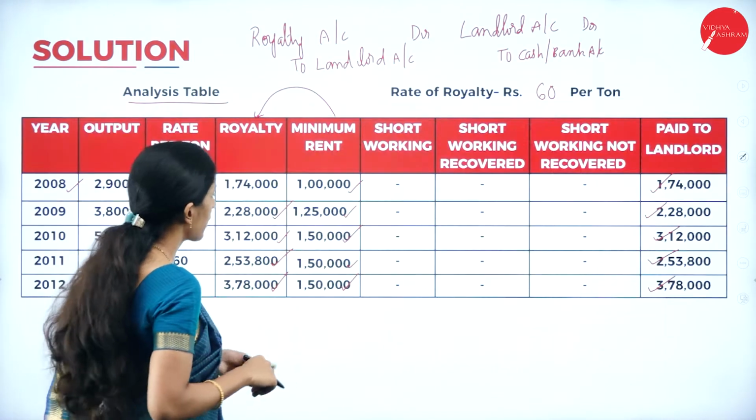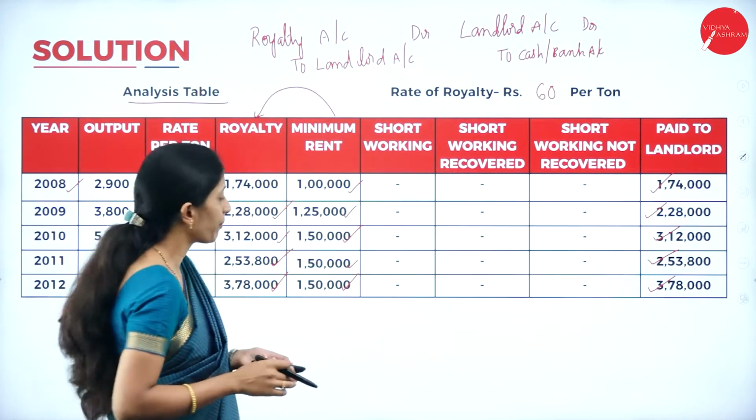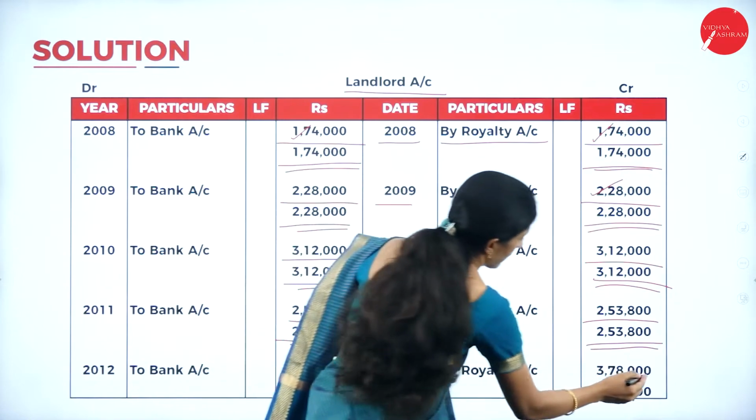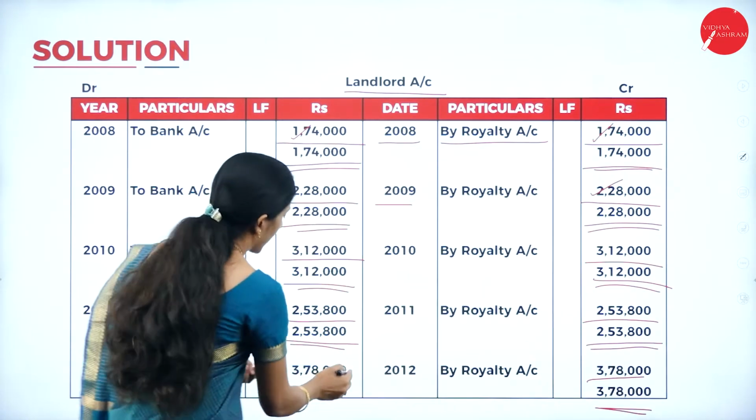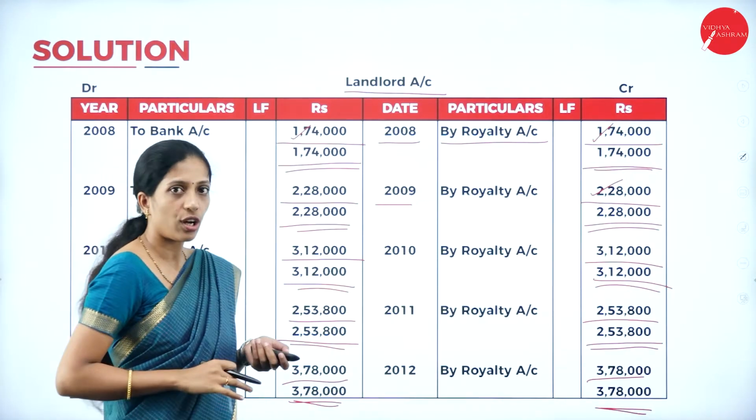2,53,800. Next, coming to the last year, here also the royalty payable is 3,78,000. So by royalty account 3,78,000, to bank account 3,78,000. So hope you are clear with the landlord account.